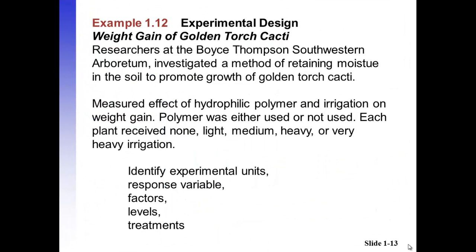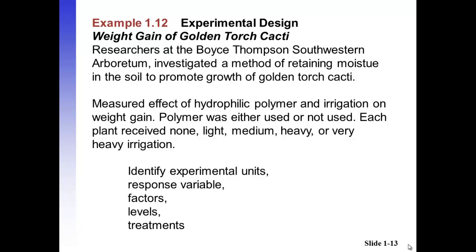Here's another example. Researchers at the Boyce-Thompson Southwestern Arboretum investigated a method of retaining moisture in the soil to promote the growth of the golden torch cacti, which are used commercially in landscaping. They measured the effect of adding a hydrophilic polymer and of different levels of irrigation on the weight gain of the plant. The polymer was either put into the soil or not. The hope was that the polymer would retain moisture and help the plant to grow.